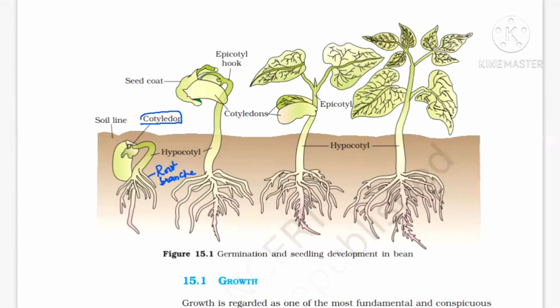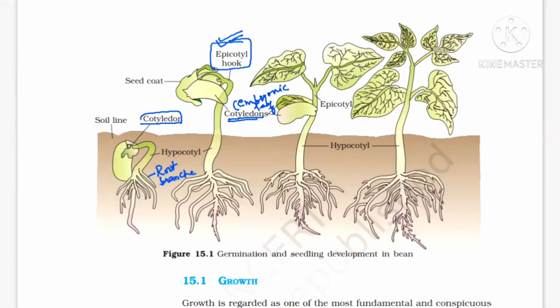So the hypocotyl. And see here carefully, this cotyledon is below the soil right now. The hypocotyl is coming first and then the cotyledon is coming up, and check, it is becoming the embryonic leaf. It is green in color, doing photosynthesis. That is why the cotyledon is also known as the embryonic leaf. Clear? And see here, it is making the hook, the epicotyl hook formation. So epicotyl hook formation is going on and the seed coat is getting removed.